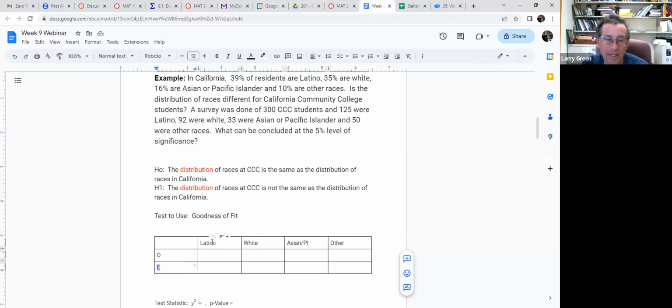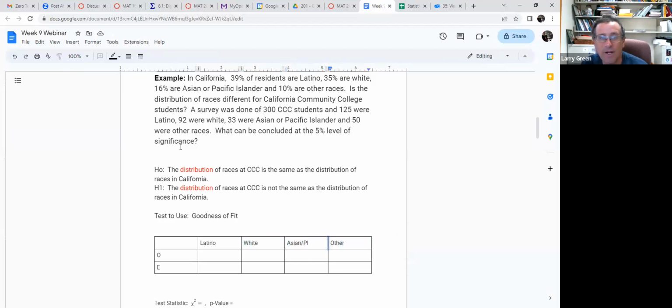Then for the column headers, we're going to have Latino, we're going to have white, we're going to have Asian Pacific Islanders, and I'm going to have other, because those are the 4 races that are the possibilities for this survey question. Any questions on this idea so far?